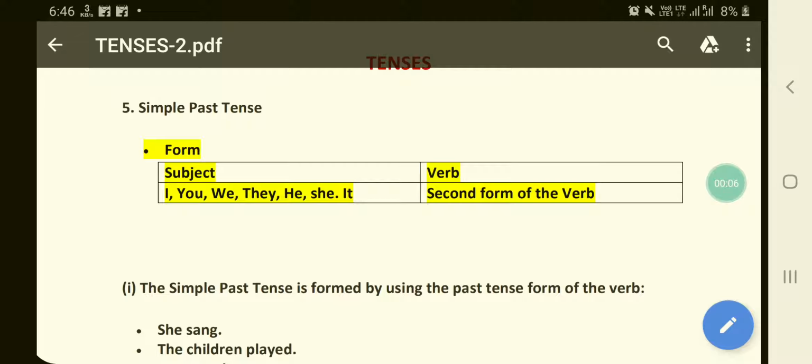Well, children, in the previous lesson, we had covered present tense and its four forms. Today, we shall study about past tense and its four forms. Simple past tense. Now, as you can see, children, reflecting on your screen, the form. We have the subjects I, you, we, they, he, she, it, but it follows the verb that should be in the second form. Now, when I talk about second form, let's see what it is.